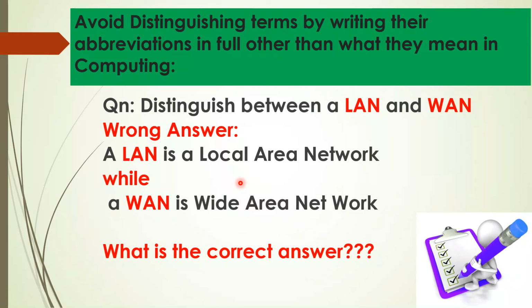Same applies to LAN and WAN. Don't say that LAN is local area network, while WAN is wide area network. Please avoid that. One would say that LAN covers a small geographical area, such as a computer lab network or a school network, while WAN is a network that covers a large geographical area, such as a nation, worldwide, because WAN is the internet generally. So we said you need to give examples so that they are clear.